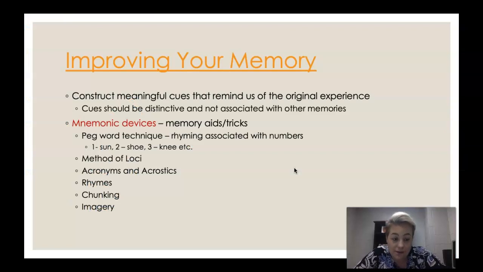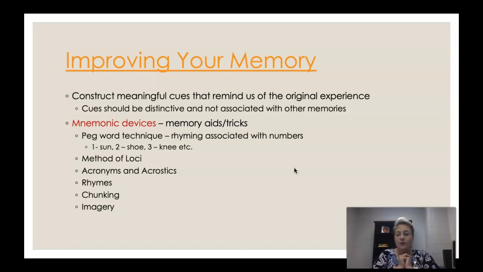So we have lots of memories, right? And the way to improve our memory, this will be good for your studying, is to construct meaningful cues that remind us of the original experience. Cues should be distinctive and not associated with other memories, as we talked about with the cue overload principle. So just try to analyze situations more and really elaborate on them, thinking about all those sensory experiences that blend into the moment, so that when you're taking a test, you can remember those distinctive cues and not panic because you forgot to encode something properly. Because when something doesn't get encoded properly, it's just us forgetting. So those meaningful cues are going to be very important.